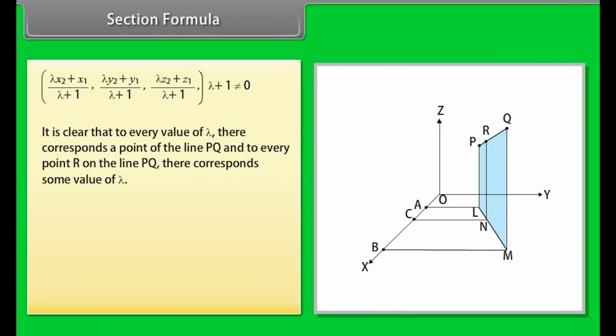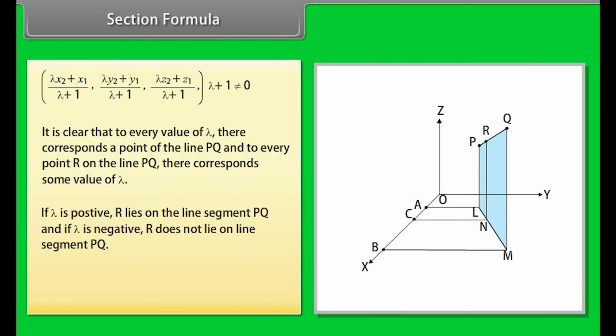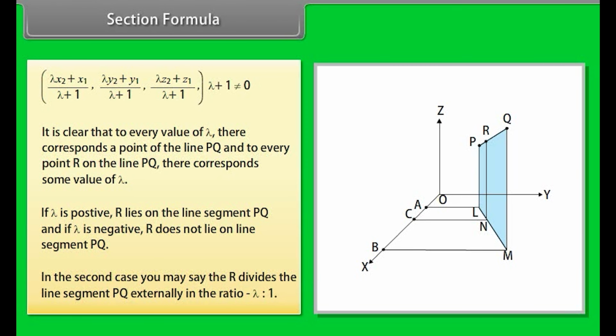It is clear that to every value of lambda, there corresponds a point of the line PQ, and to every point R on the line PQ, there corresponds some value of lambda. If lambda is positive, R lies on the line segment PQ, and if lambda is negative, R does not lie on the line segment PQ. In the second case, you may say that R divides the line segment PQ externally in the ratio lambda to 1. Corollary 1.